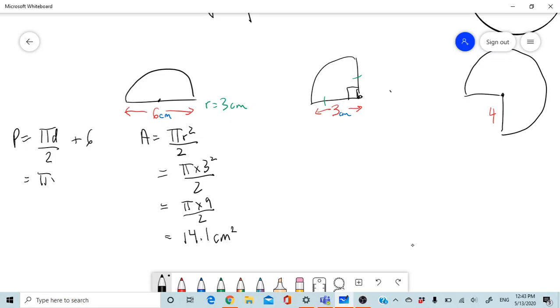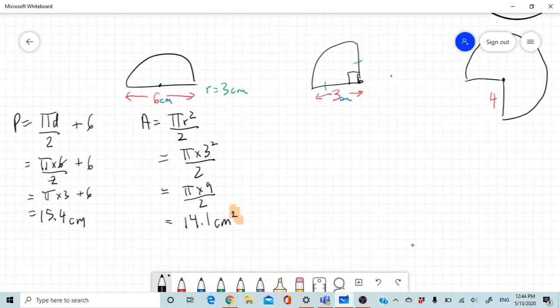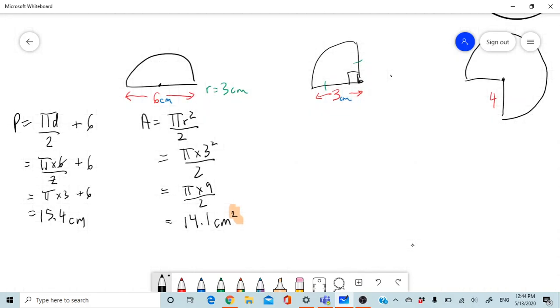Okay, so pi times 6 divided by 2 plus 6. Well, that's going to be 6 divided by 2, can cancel that out. It's just pi times 3 plus 6. So type that into your calculator. Pi times 3 plus 6 equals 15.4 centimeters. Don't forget the units. And notice that the units are different for area and perimeter, because for area we have to have the square, but not for perimeter. Perimeter is just the length around the semicircle.